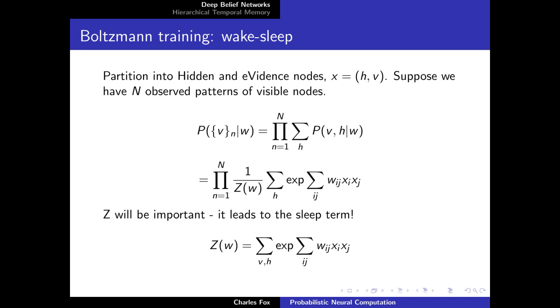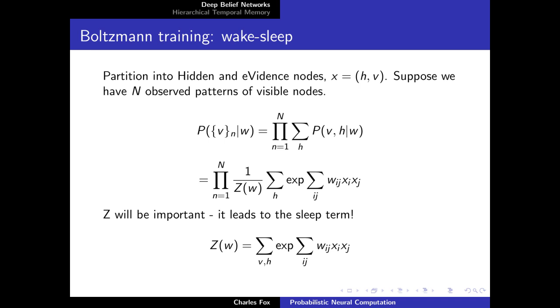This whole thing is the probability then of all the visible data given a set of weights. And we'd like to make this as great as possible so that our network is a model of the data. If the model has a high probability of generating the data, then it's a good model. That's what you want the model to be.